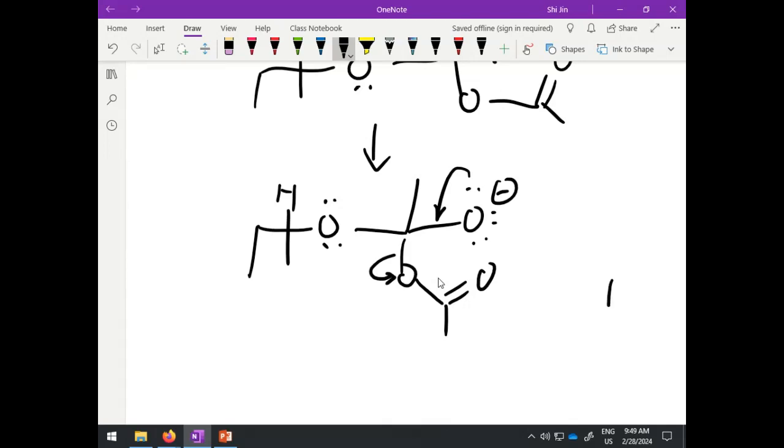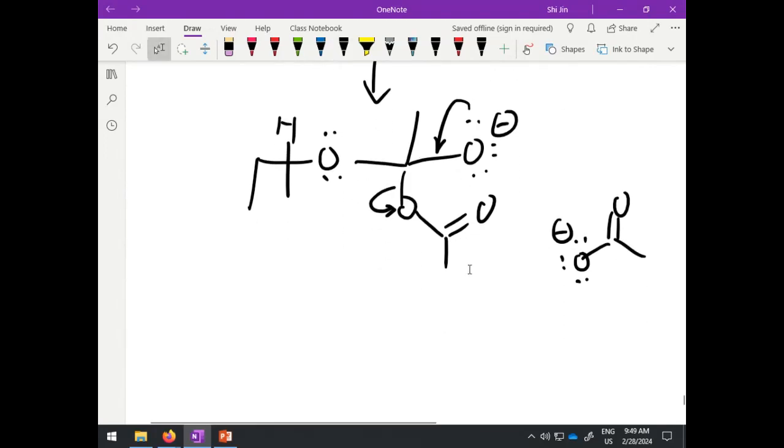This bond gives you a carboxylate ion. Is it a bad leaving group? Well, you have to compare it with OH minus. Carboxylate ion is about 10 orders of magnitude less basic than OH minus. So it's a much better leaving group than OH minus.